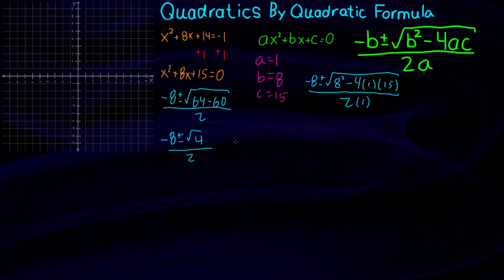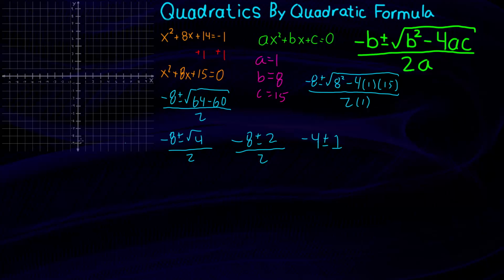And we're awfully close now. We're at the point where we know that this is negative 8 plus or minus 2, divided by 2. And finally, this is negative 4 plus or minus 1. And that is because negative 8 divided by 2 is negative 4, and then 2 divided by 2 is 1. So this is essentially our answer.